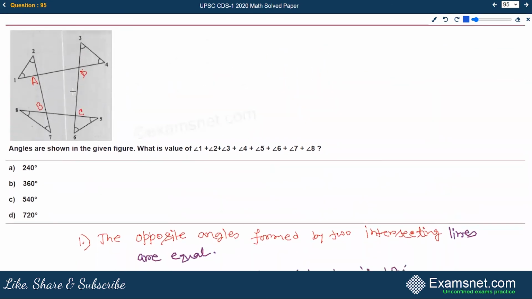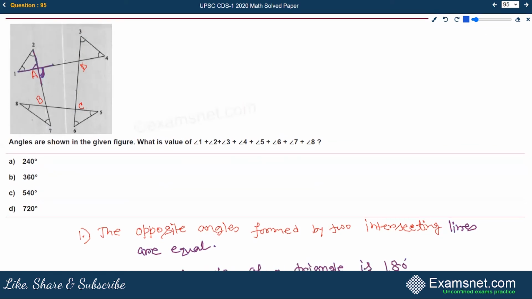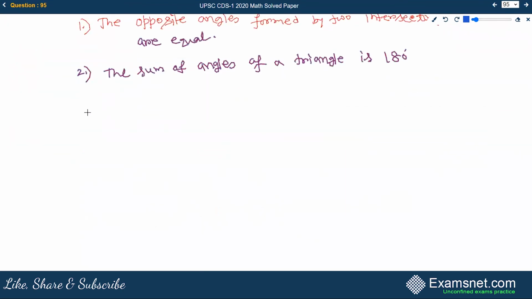How? Look at the angle BAD, this angle. So since these two lines are intersecting, so obviously these two angles are vertically opposite angles, that means they are equal. Also here, this is a triangle, so the sum of this angle 1, angle 2, and this A angle is 180 degree. So from this figure, we can write angle BAD is equal to 180 minus angle 1 plus angle 2.